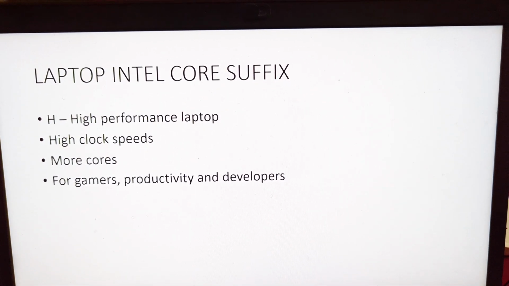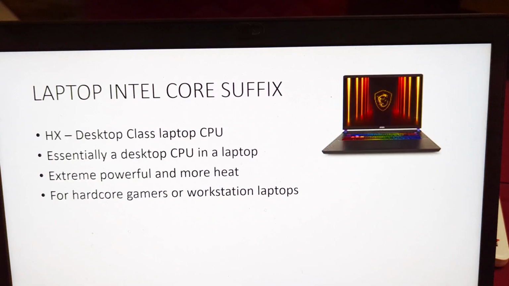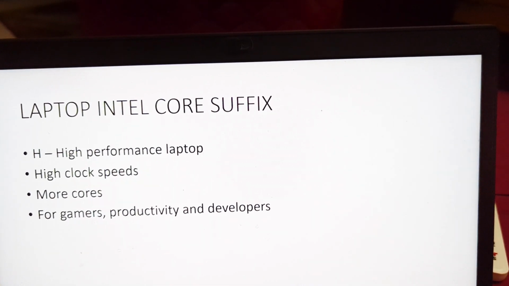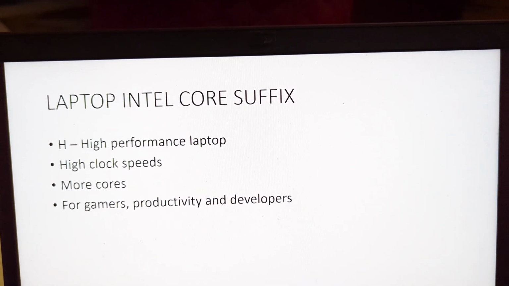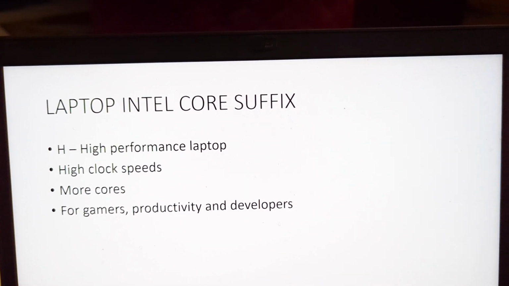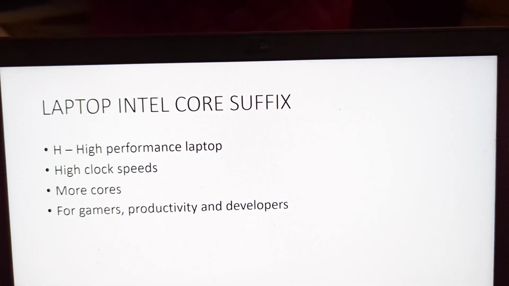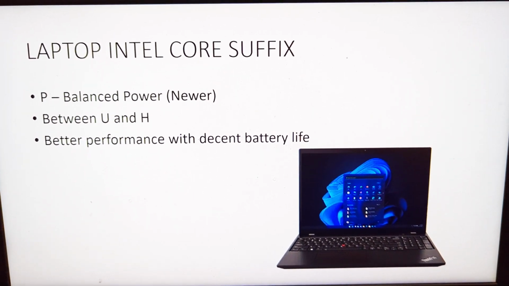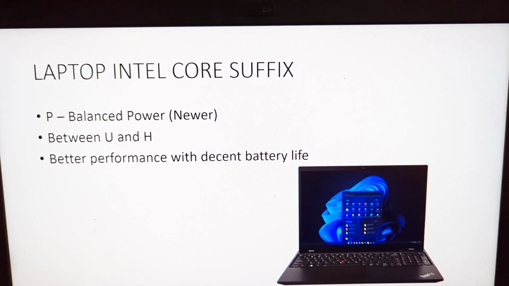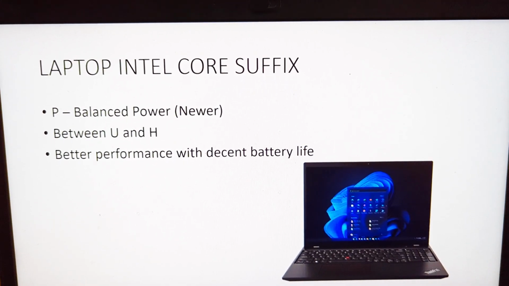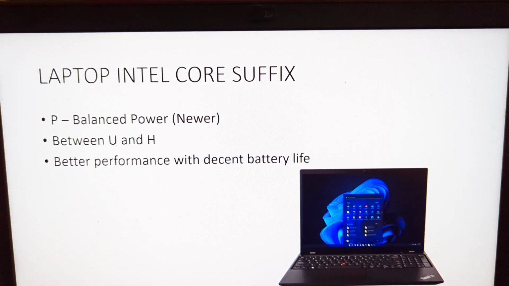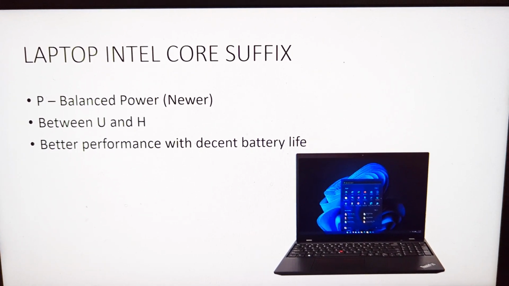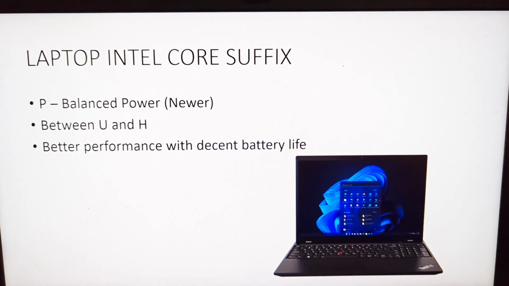Intel H series laptops are basically the same as HX, but a bit different. They are also high performance laptops, with high clock speed and more cores. So these are also for gamers, productivity, and developers. P is meant for balanced power, which is a newer suffix in the Intel Core lineup. It lies between U and H processors, and it has better performance with decent battery life. So you are not expecting very good battery life, but decent battery life with balanced performance.